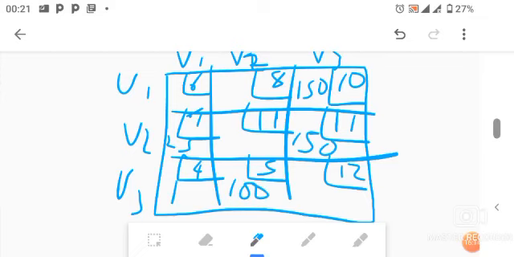Here there is a 175. So now we want to start testing out if this solution is optimal after getting those values of u1, u2. That's the first step. Once you get those values, now you test out if it's optimal or not.